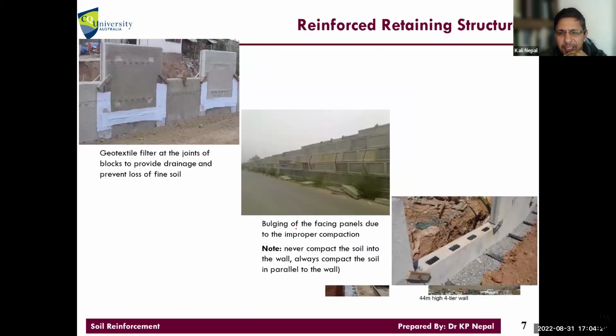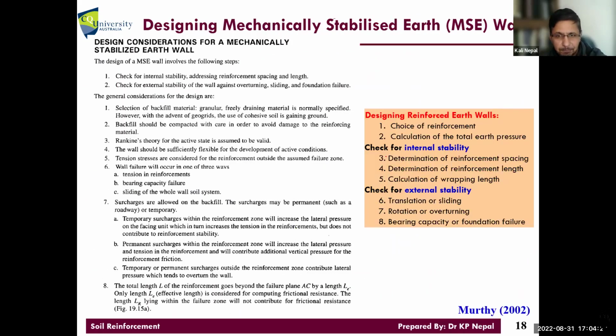The main thing I want to cover is what the design involves. When somebody says design a reinforced earth wall, you need to follow some steps. Number 1, you need to find the choice of reinforcement. What type of reinforcement are you using? Either metal strip, geotextile, or geogrid. Only 3 types we cover in this unit. And then calculation of lateral earth pressure. I'm sure you have done that before. Rankine's theory is used here, very easy, not Coulomb's theory. So it's very simplified; you know how to calculate lateral earth pressure.